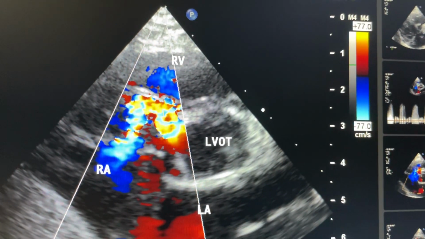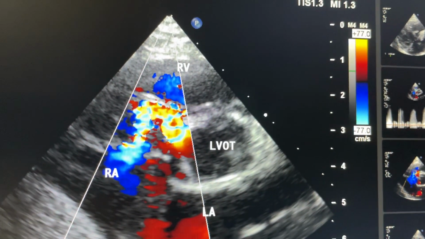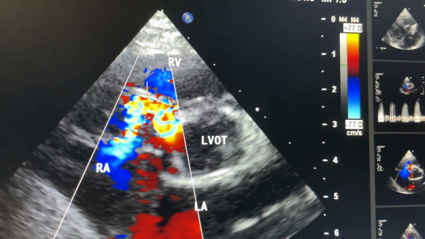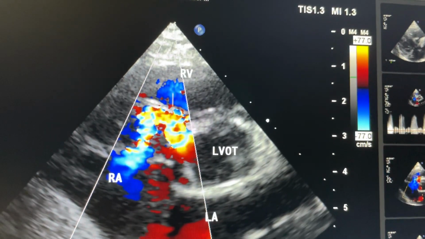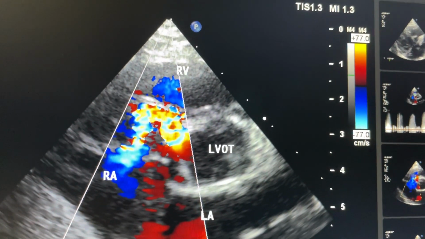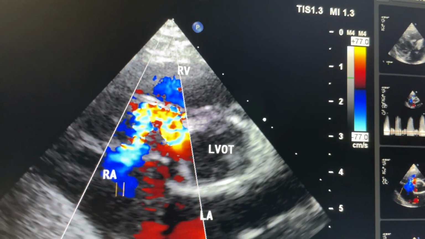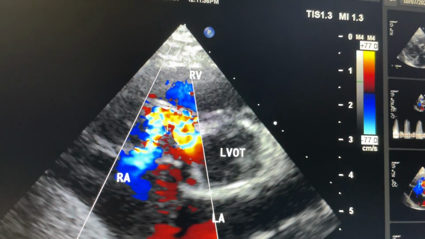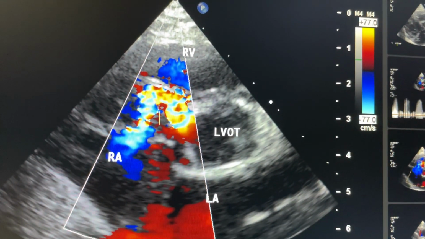You can see the flow direction, that is from the left ventricle outlet portion into the right atrium. Image-wise, what you see on the screen is just below the tricuspid valve. Anatomically it is just above the tricuspid valve, because the right ventricle is a lower structure compared to the right atrium. So just above the tricuspid valve the flow is localized, that is called Gerbode defect.